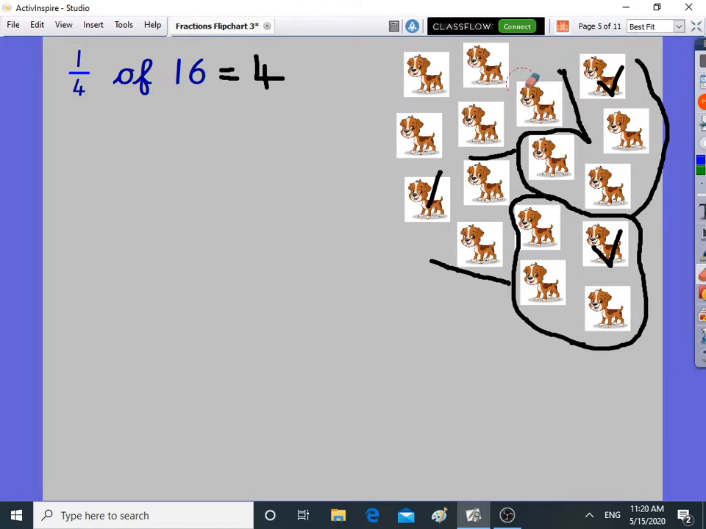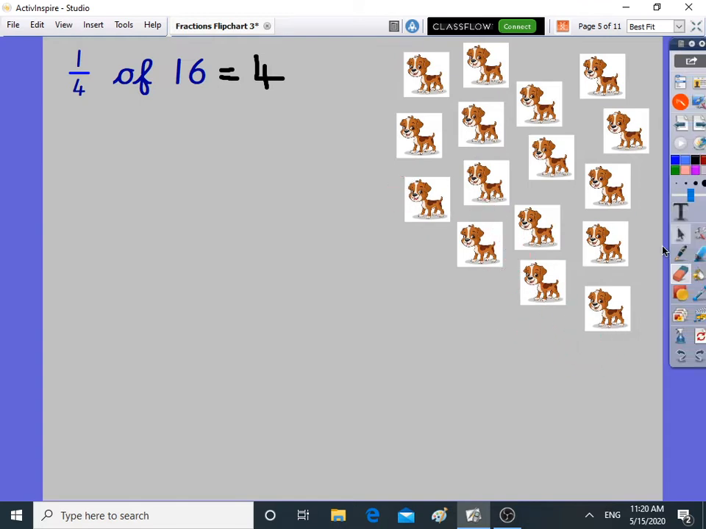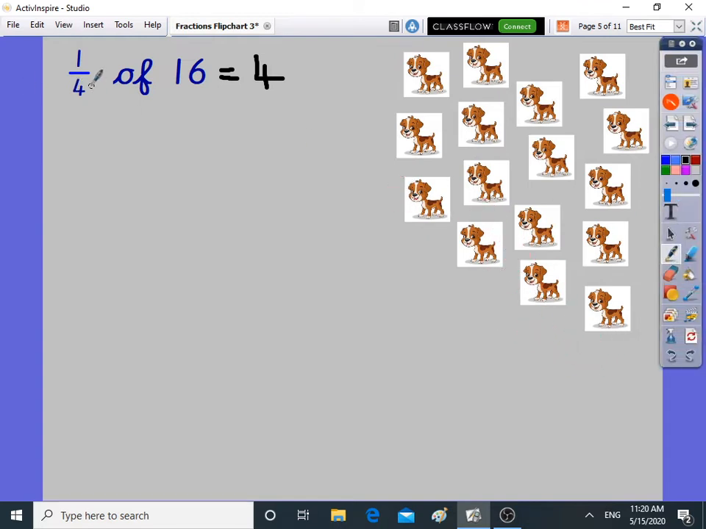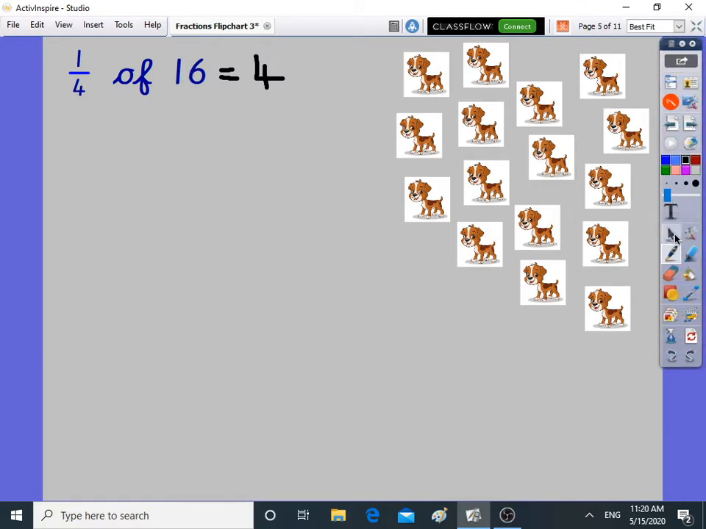The next way, I'm going to do it with division, by sharing out the dogs into 4 groups. Why 4 groups? Because 4 is the denominator here, isn't it? That's why I'm going to do 4. So I'm going to do 16 divided by 4. It's another way of doing it. I know what the answer is. I'm just showing you different ways to do it.